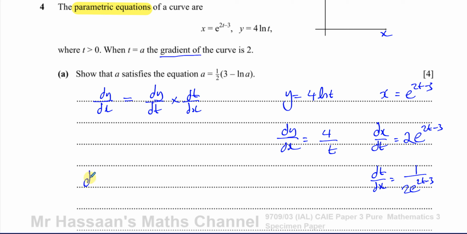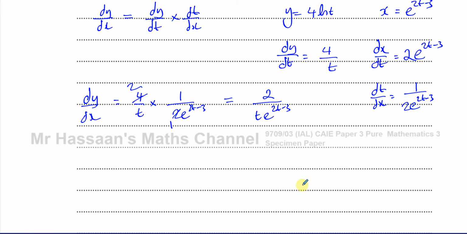So when we put them together, dy/dx is going to be dy/dt, sorry, I wrote dy/dx, that's dy/dt. So dy/dx will be dy/dt, which is 4 over t, multiplied by 1 over 2e to the power of 2t minus 3. The 4 cancels with the 2, so you have 2 over t times e to the power of 2t minus 3. So that is what dy/dx is in terms of t.